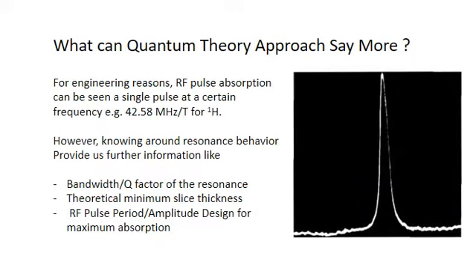In most applications, we consider the proton excitation process as a simple delta function, where at resonance frequency we have total absorption and at other frequencies we have no absorption at all. However, this is not the case in reality, as you can see from experimental data. Knowing this process provides us with the following information: bandwidth, Q factor of the resonance, theoretical minimum slice thickness, and RF pulse period and amplitude designed for the maximum absorption.